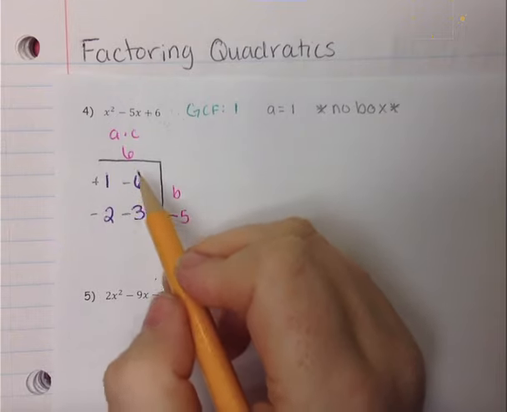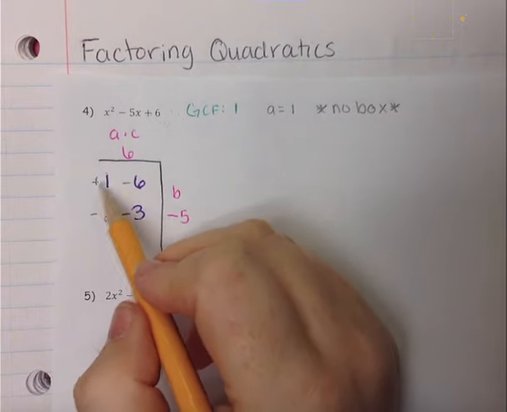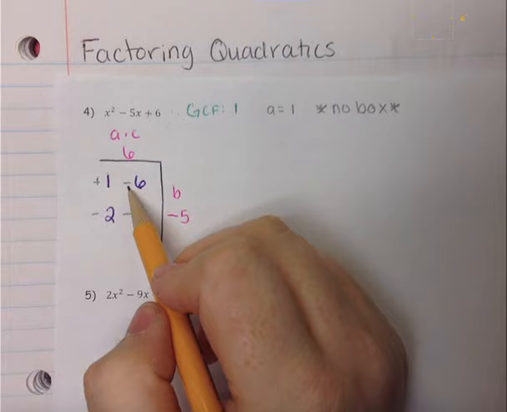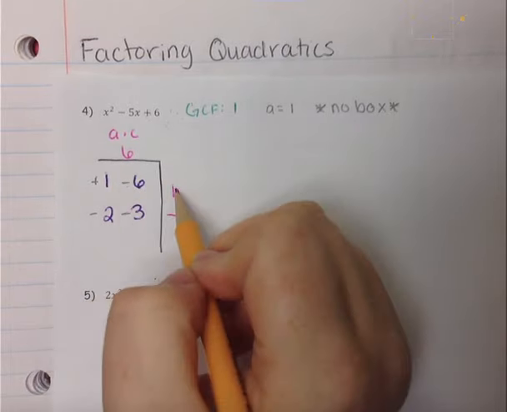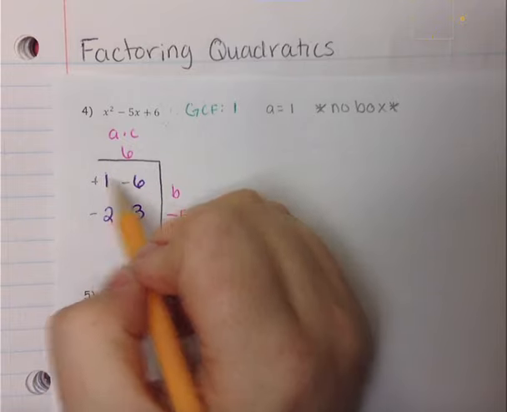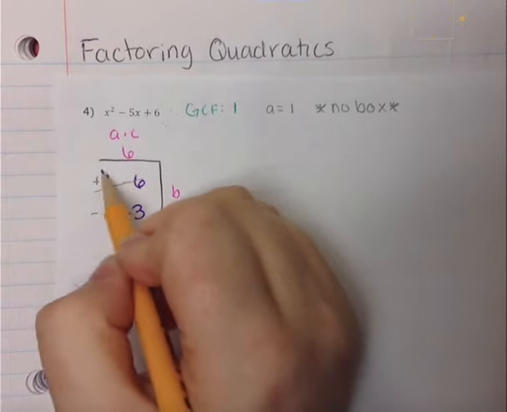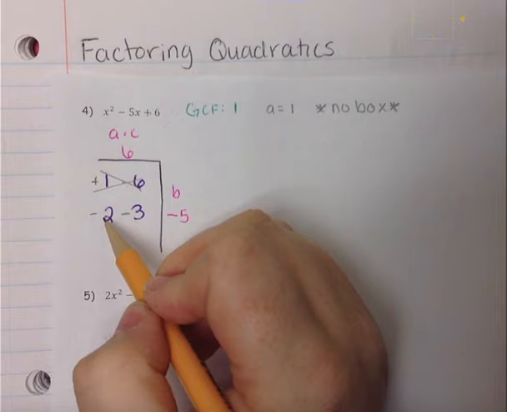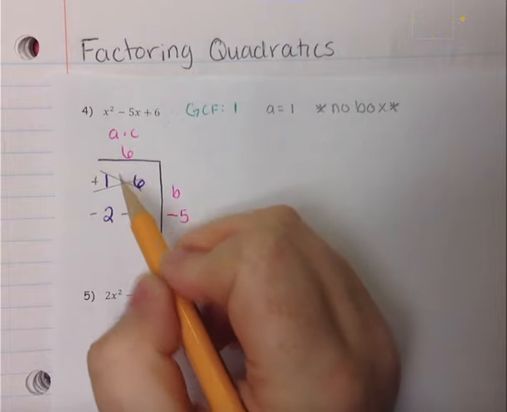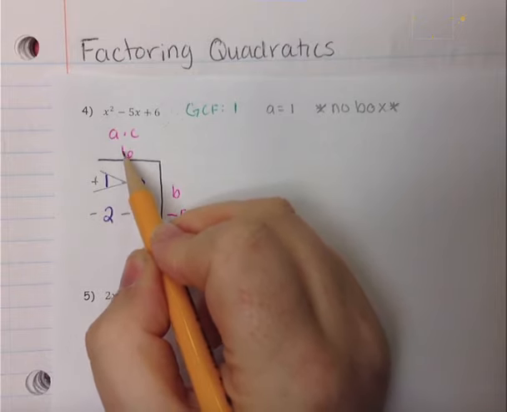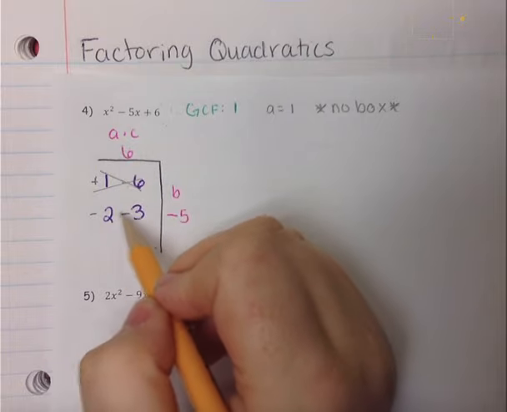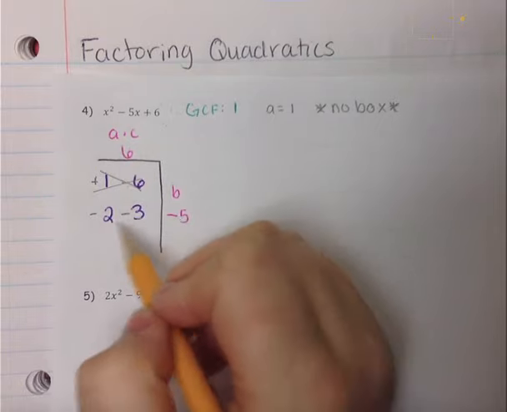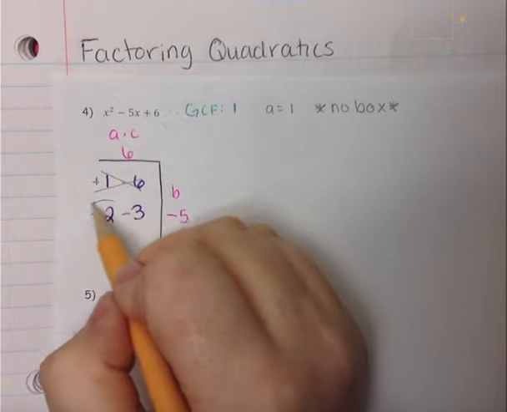So let's go back to our mac. Can a positive 1 and a negative 6 multiply to a positive 6? They cannot. So even though these will add correctly, they will not mac correctly. So these are gone. A negative 2 times a negative 3 will multiply to a positive 6. So they do mac correctly. And negative 2 minus 3 is a negative 5. So they ab correctly as well. So these are the numbers we're circling.